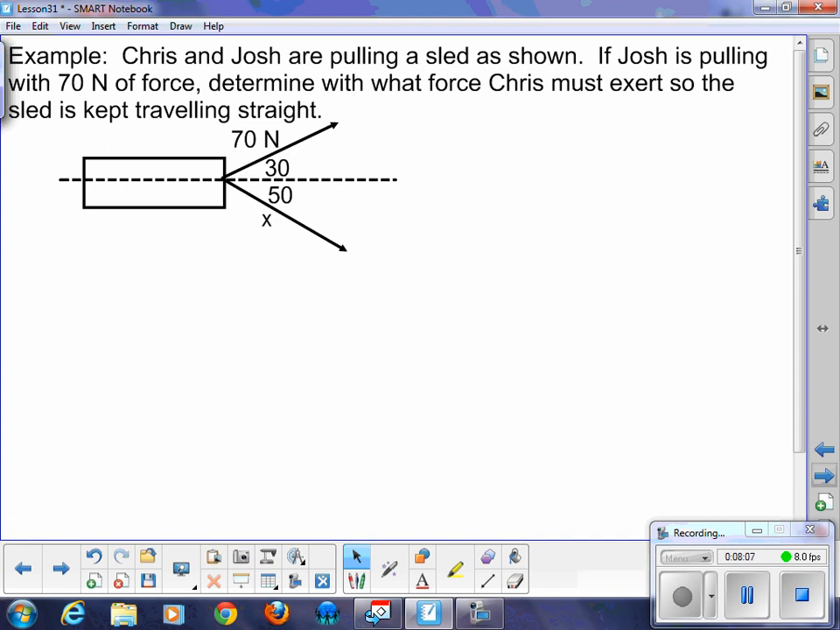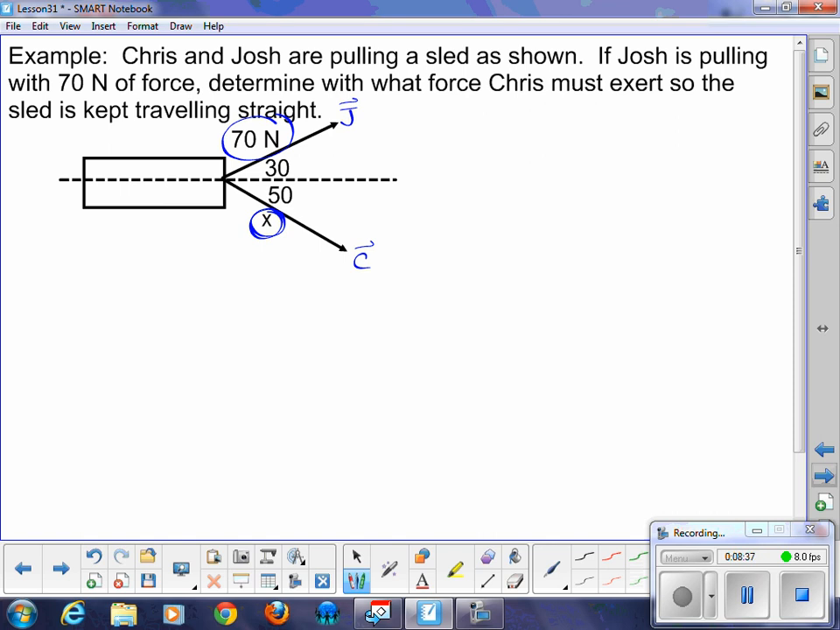So it says Chris and Josh are pulling a sled as shown. So this is a top view. Josh is pulling with 70 newtons. So I'm going to use this as my J vector for Josh. And Chris is pulling over here with the C vector. How hard does Chris have to pull so the sled is traveling straight? So we're looking for the force. We know Josh is pulling with 70. Got to find out what Chris is going to pull with.